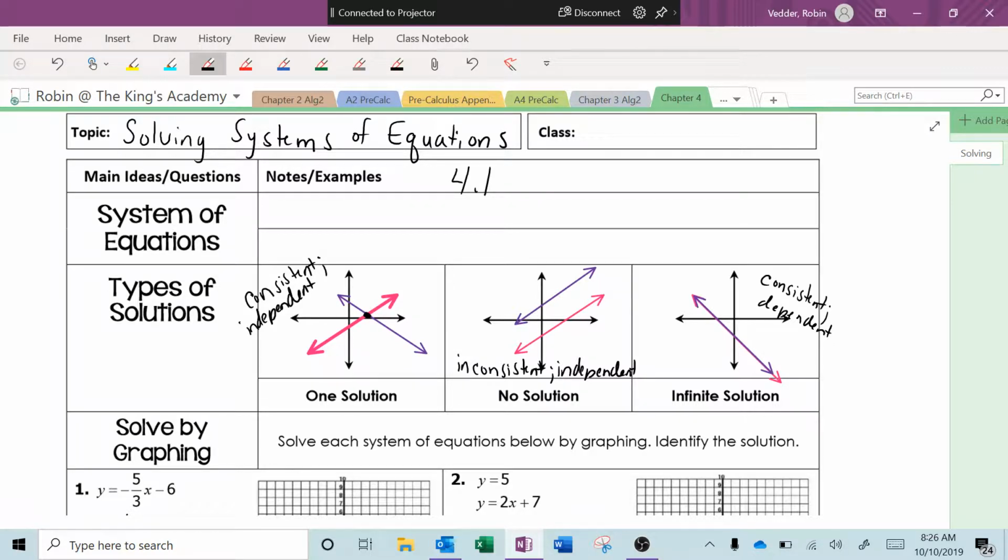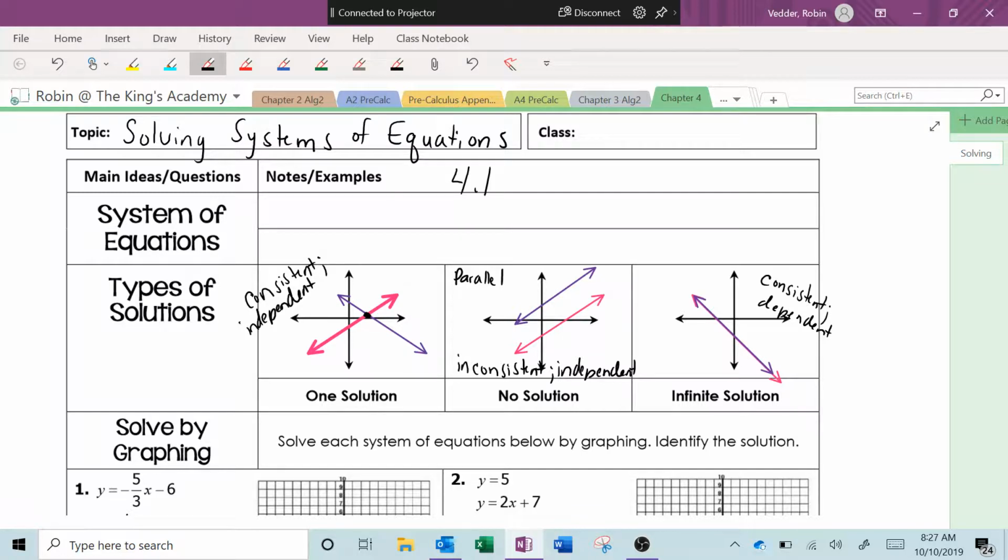The second possibility is that the two lines never intersect. And what type of lines won't ever intersect? Parallel, right. So we're talking about parallel lines here. Parallel lines will never intersect, so there will not be a solution. And when there's not a solution, we call it inconsistent, and they're independent.